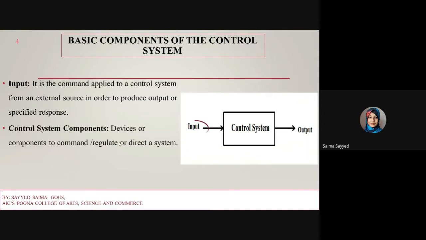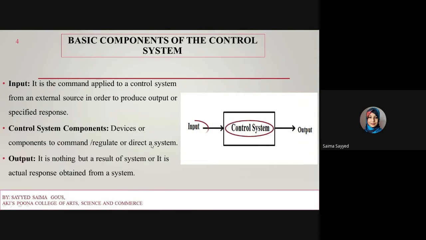Next, control system components. So in this particular block there are different components, or we can say devices, to command, to regulate, or to direct a system. And what is the output? Output is nothing but the result of this particular system, or it is also called the actual response obtained from the system. So these are the basic components. First is input, and last is output, and in the middle block there will be a control system. That means there will be components or devices to regulate that particular system.